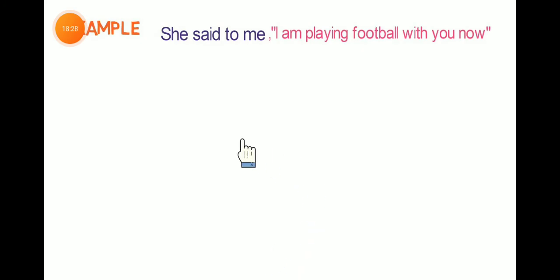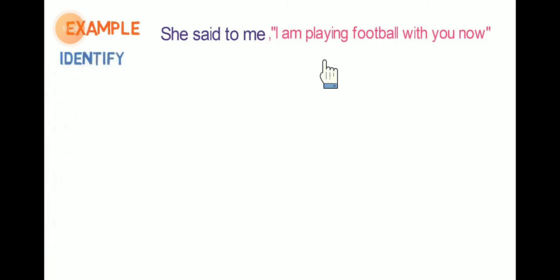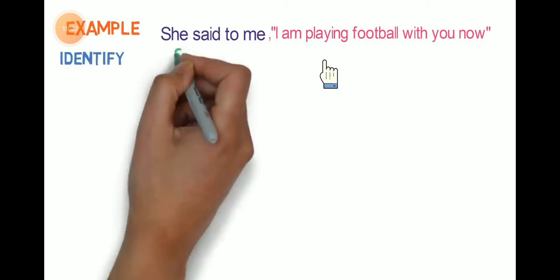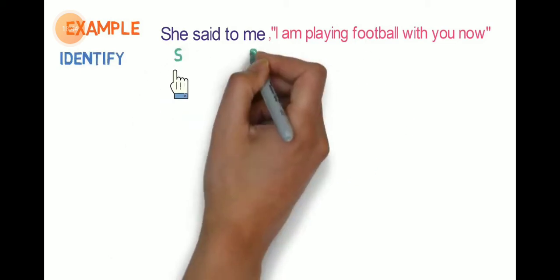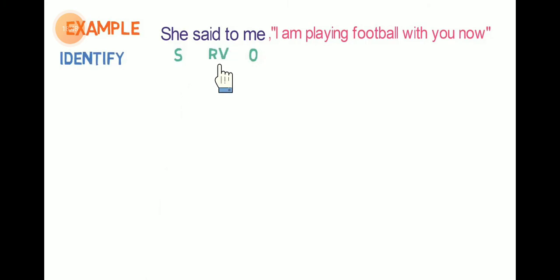Yes, here we have an example. She said to me, "I am playing football with you now." So student, which form of the reporting verb is used here in the sentence? The reporting verb is in the present continuous tense. So the whole sentence is in the form of present tense. So "she" is here the subject, "me" is here the object, "said to" is here the reporting verb.